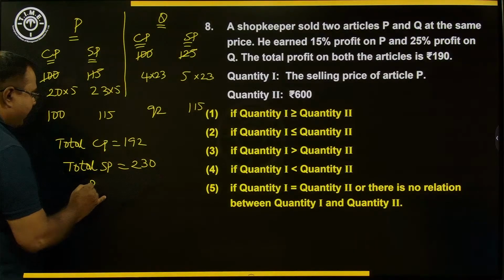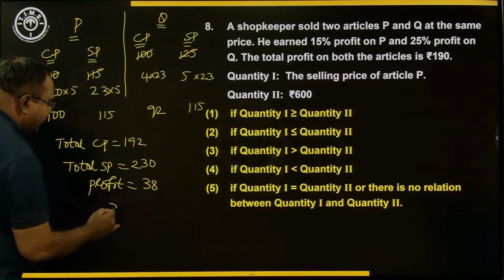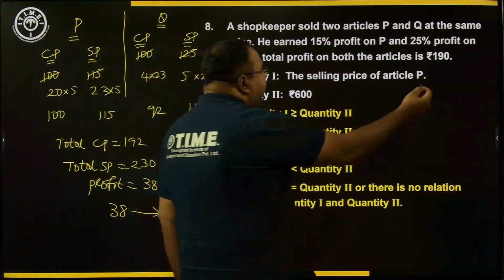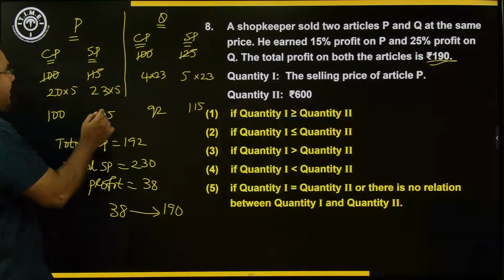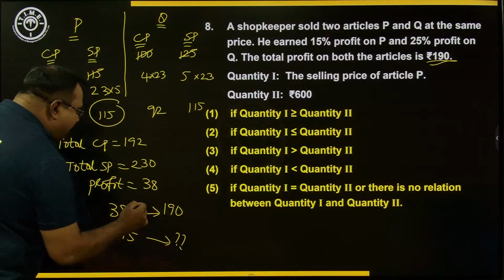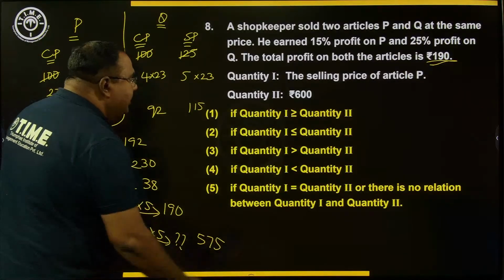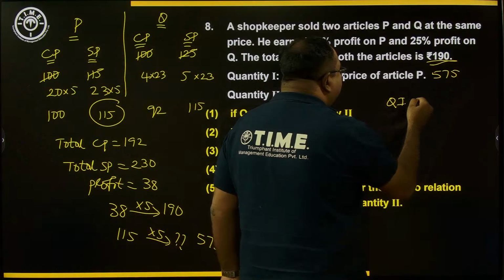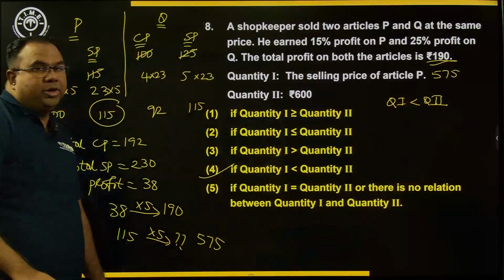So what is my profit I made? When I'm assuming 100, I got this, right? So 38. This 38 is given as 190. This is the actual profit that's given in the question. 38 is given as 190. If you are good at taking 100 and equating them, you can do this. Selling price of article P, 115 is how much? 38 5 times is 190. This also becomes 5 times 575. So this is 575. This is 600. So quantity 1 less than quantity 2. Quantity 1 less than quantity 2 is present in choice 4.